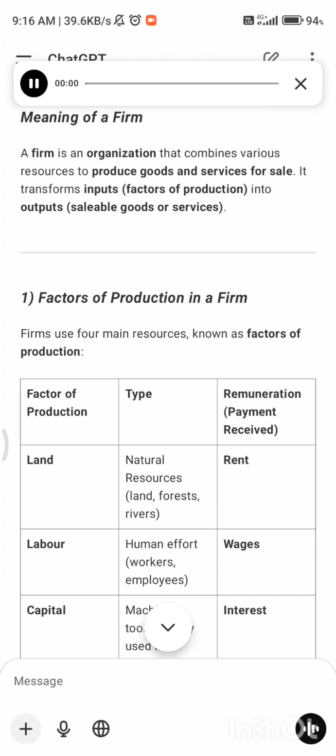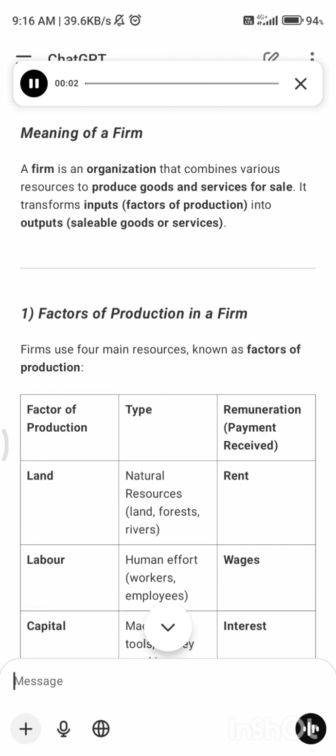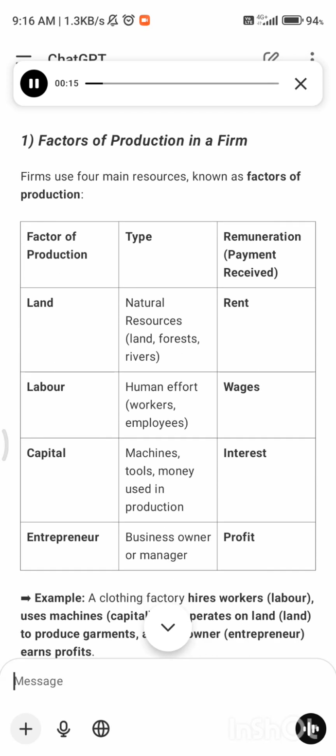A firm. A firm is an organization that combines various resources to produce goods and services for sale. It transforms inputs, factors of production, into outputs, saleable goods or services. 1. Factors of production in a firm. Firms use 4 main resources known as factors of production.